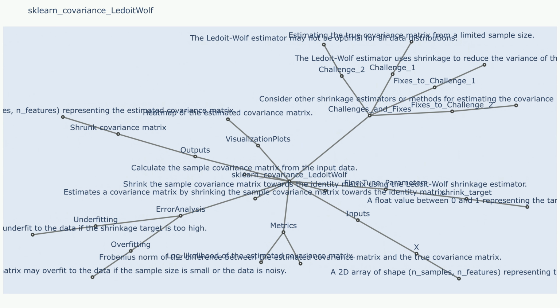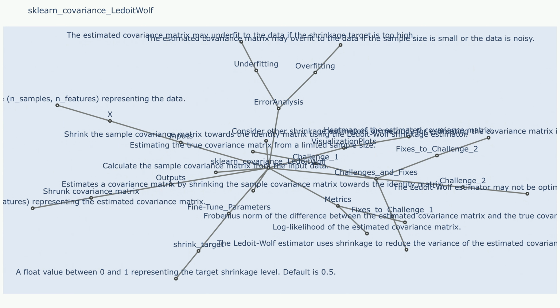Visualization plots. Heat map of the shrunk covariance matrix. This visualizes the pairwise relationships between features after shrinkage. Comparison of the sample covariance and shrunk covariance matrices. This allows for a visual assessment of the amount of shrinkage applied.